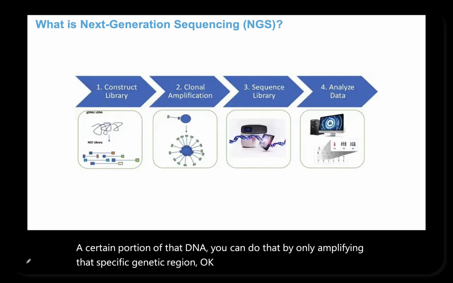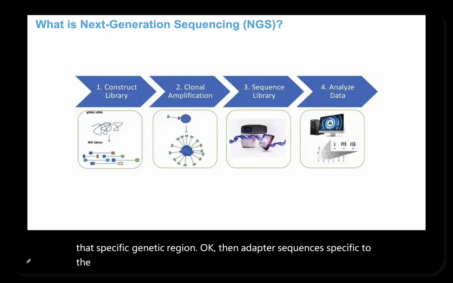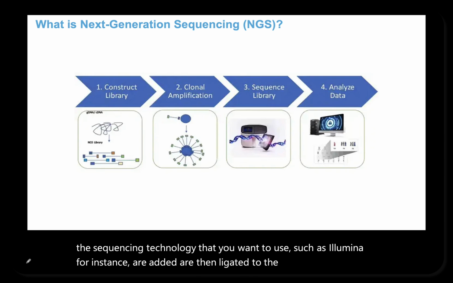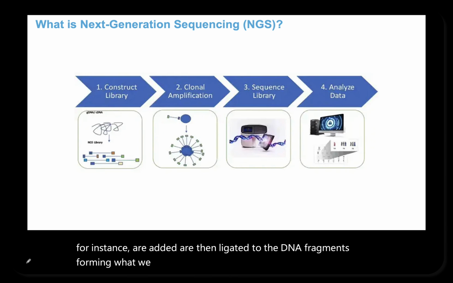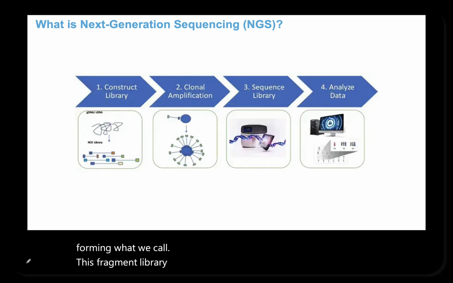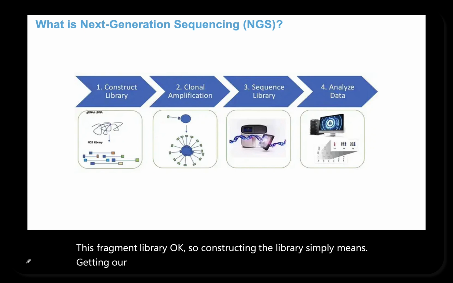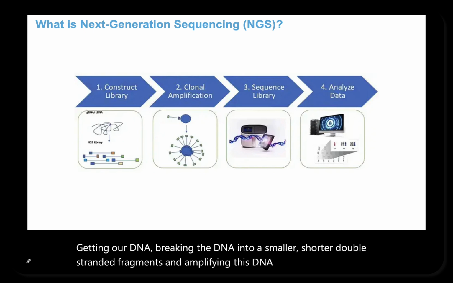Then adapter sequences specific to the sequencing technology that you want to use, such as Illumina, for instance, are then ligated to the DNA fragments, forming what we call this fragment library. Okay? So constructing the library simply means getting our DNA, breaking that DNA into smaller, shorter, double-stranded fragments, and amplifying this DNA. Okay? The second step is actually the clonal amplification.